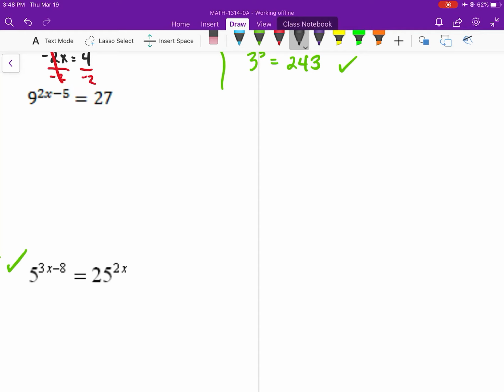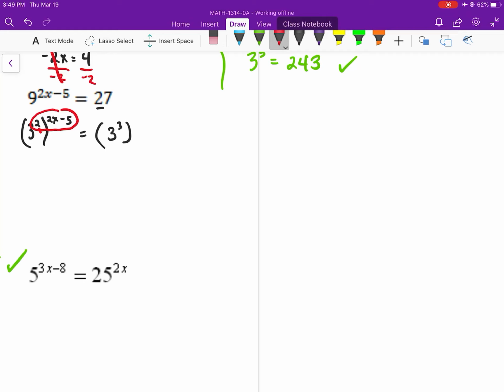Alright, next one down here. 9 to the 2x minus 5 power equals 27. So 9 can go down to 3, but can I do 9 to a certain power to get 27? That would definitely be a no right now. So let's convert this to 3 squared. 3 squared is 9, but don't forget to bring down that 2x minus 5 equals 3 to the what power is 27? That'd be 3 cubed.